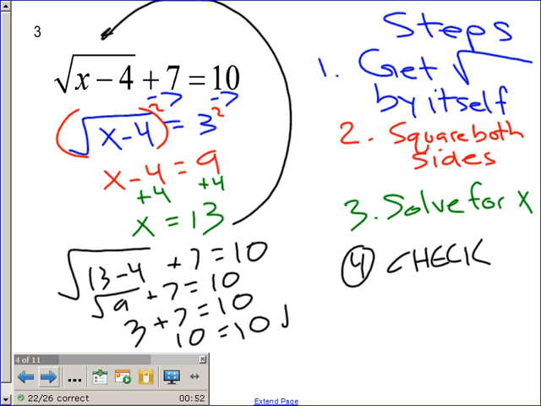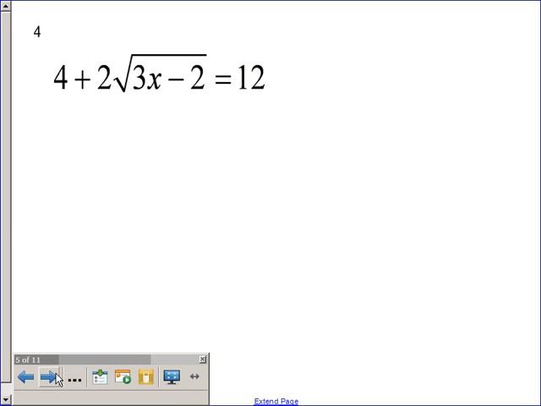Hope you wrote these 4 steps down, because we're going to use them on the next problem. Again, we want to get the radical by itself. There are 2 things here that are outside of the radical that we're worried about, the 4 and the 2. We want to get the stuff furthest away first. That's the stuff that we're adding or subtracting. So 4 plus, this is a positive 4. So I'm going to subtract 4 from both sides. And I end up with 2 square root of 3x minus 2 equals 8.